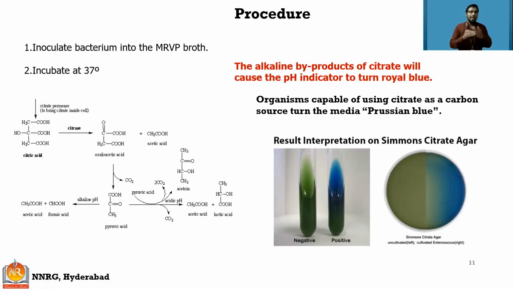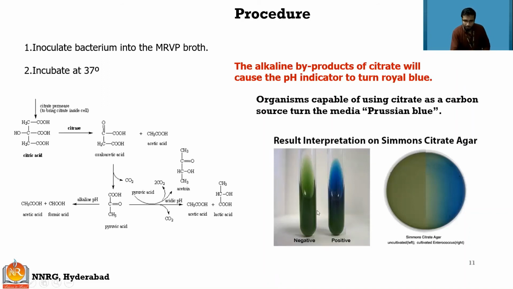Citric acid presence will have one particular color, whereas citric acid absence will have some other color, and that color will be because of the formation of new metabolites. Let us see here. The alkaline byproducts of citrate will cause a pH indicator to turn royal blue. Organisms capable of using citrate as a carbon source turn the media Persian blue. What is Persian blue? It means it is a bluish green color. That is called Persian blue.